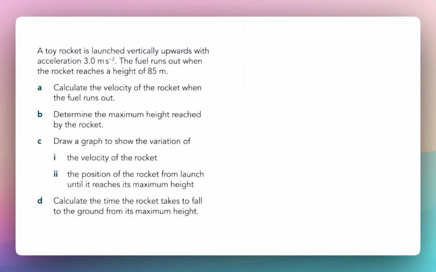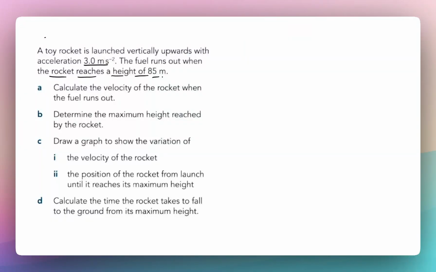So here is a problem related to a freestyle response question or long response question from kinematics, especially covering the idea of motion under gravity or motion under free fall. So let's see what we can learn from this. It says a toy rocket is launched vertically upward with an acceleration of 3 meters per second square. The fuel runs out when the rocket reaches a height of 85 meters.